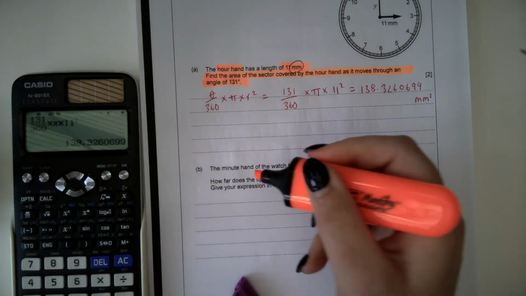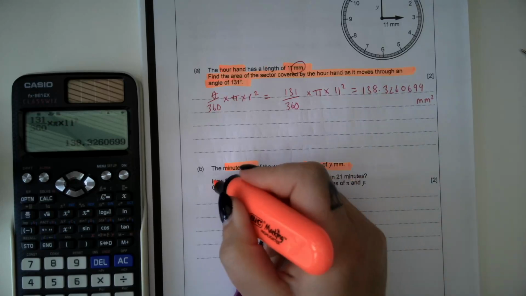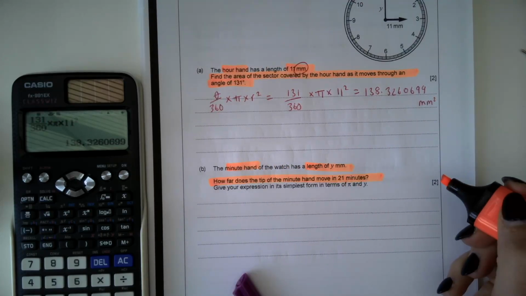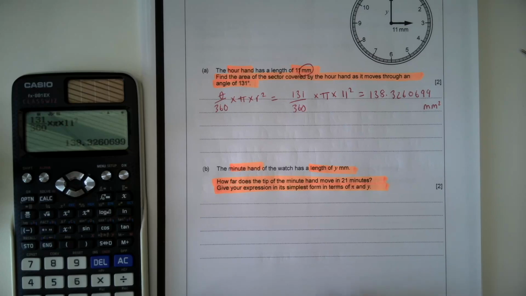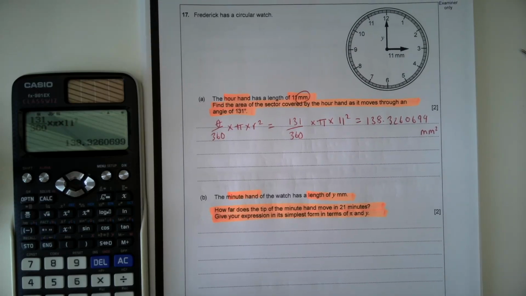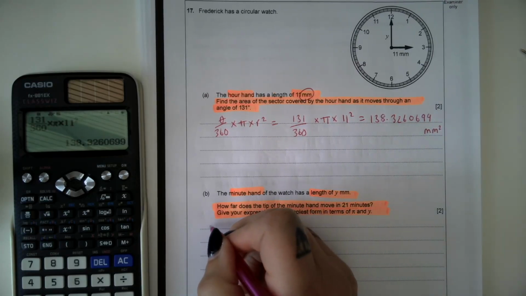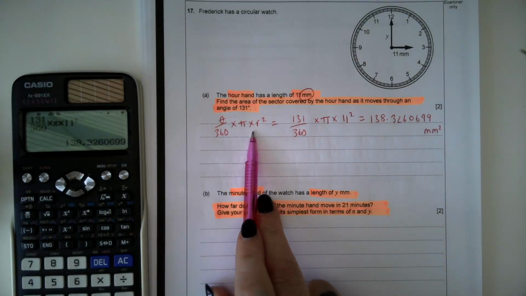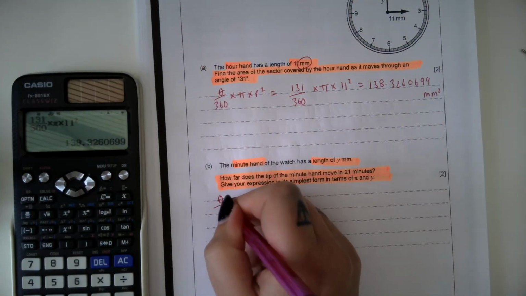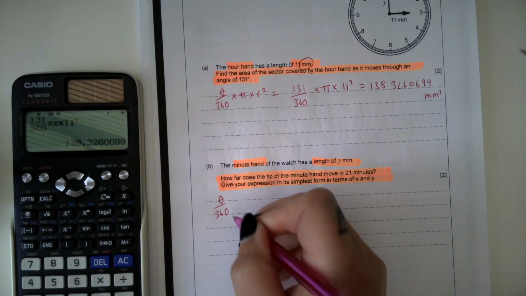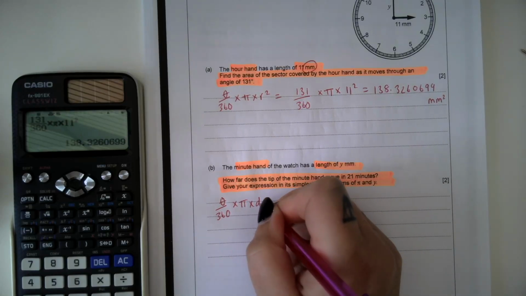Part B, the minute hand of the watch has a length of y millimetres. How far does the tip of the minute hand move in 21 minutes? Give your expression in its simplest form in terms of pi and y. Okay, so how far does the minute hand move? We are dealing with the length of the arc. So this was the area of a sector, we're now dealing with arc length. So the formula that we're going to use is the angle divided by 360 multiplied by the formula for circumference, which is pi times diameter.